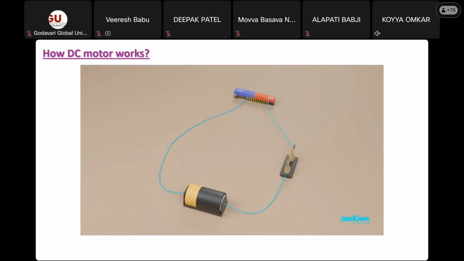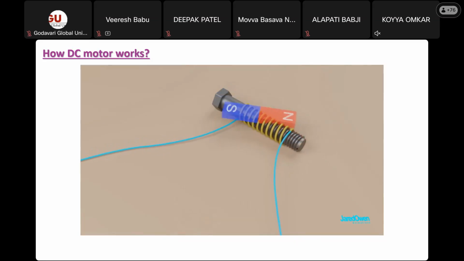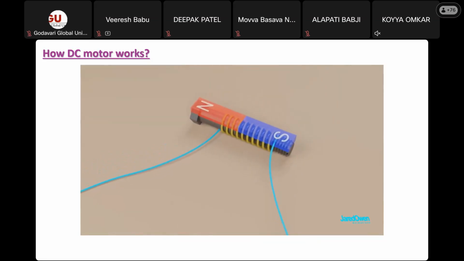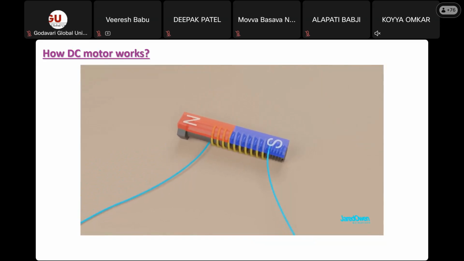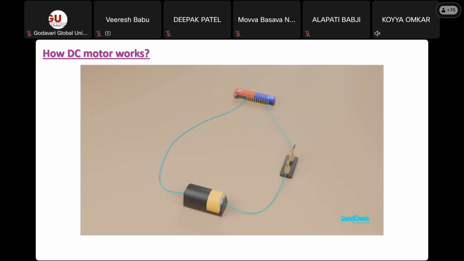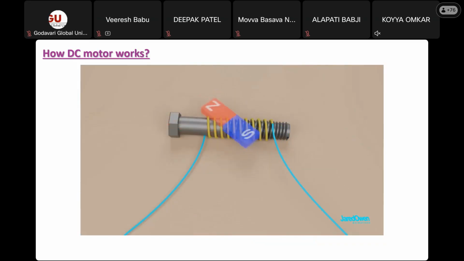Now watch what happens when we flip the battery. The electric current was flowing this way, but now it flows the other way. This will cause the poles on our magnet to switch places. North will become south, and south will become north. This is called reversing the polarity of an electromagnet.